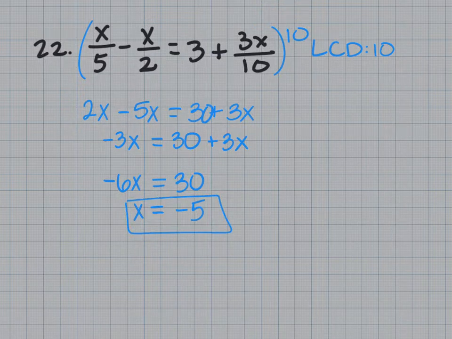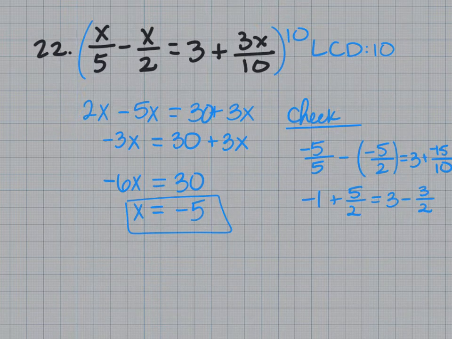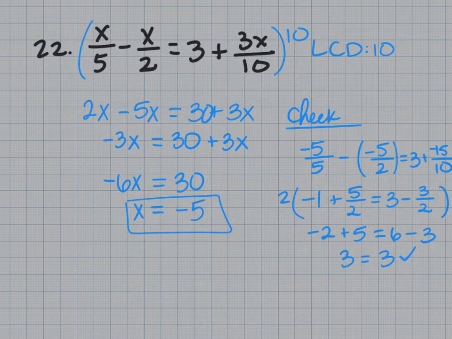So for the check, I'm going to plug in negative 5 everywhere I see an x in the original. So I get negative 5 over 5 minus negative 5 over 2 equals 3 plus negative 15 over 10. So this then becomes negative 1 plus 5 halves equals 3 minus 3 halves. Common denominator is 2, so I'm going to multiply everything by 2. Negative 2 plus 5 equals 6 minus 3. This will be 3 equals 3. That's correct, so our solution is an answer.